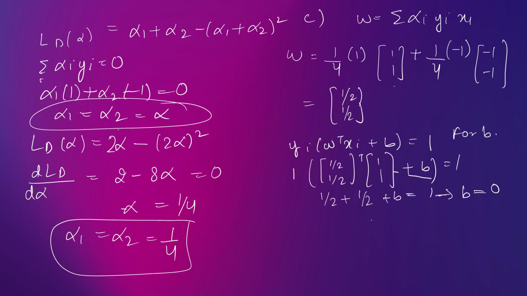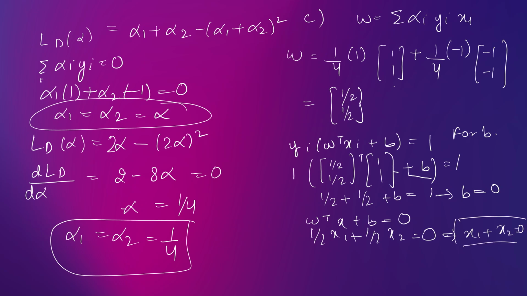Talking about the hyperplane, w transpose x plus b is equal to 0. 1 by 2 x1 plus 1 by 2 x2 is equal to 0. You get x1 plus x2 is equal to 0. So this is basically your hyperplane.